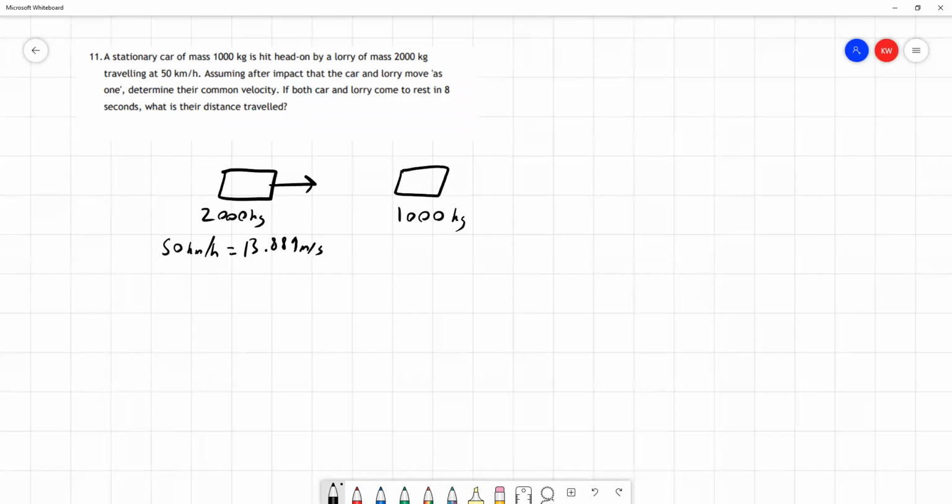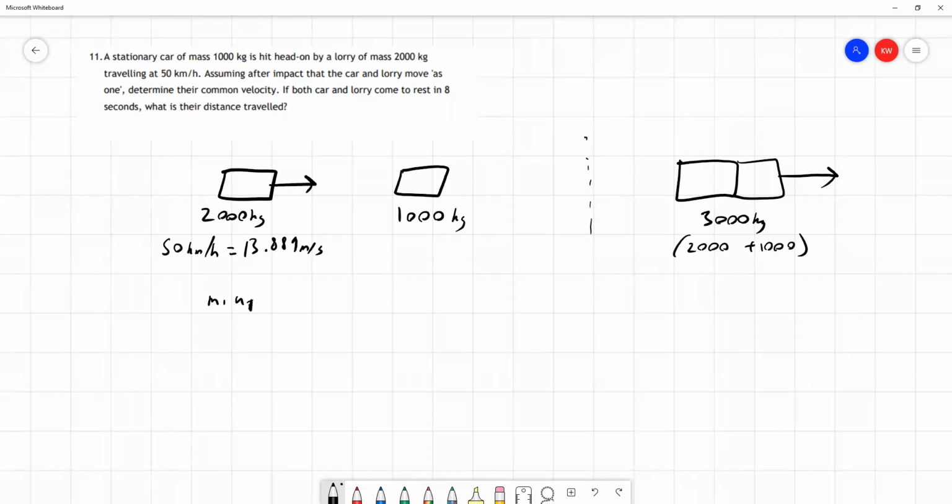And afterwards, what we're going to have is two masses together, continuing to move with a total mass of 3,000 kilograms here. We get that from our 2,000 plus 1,000 here. So let's have a look at what's going on with our formula.